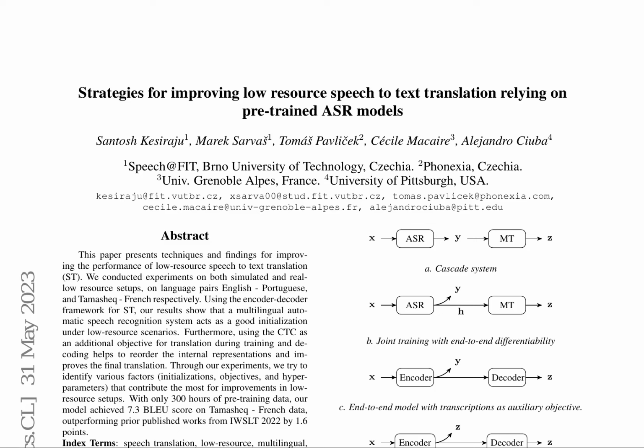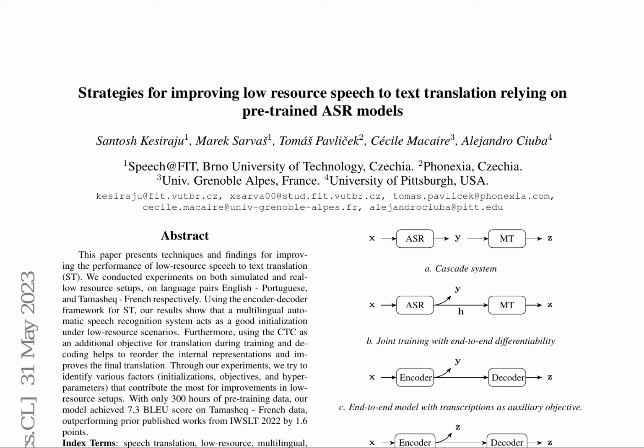This paper presents strategies for enhancing the performance of low-resource speech-to-text translation, leveraging pre-trained ASR models. The authors conducted experiments on both simulated and real low-resource setups, focusing on language pairs English-Portuguese and Tamasheq-French. Using an encoder-decoder framework for speech translation, the findings show that a multilingual automatic speech recognition system acts as a good initialization under low-resource scenarios.